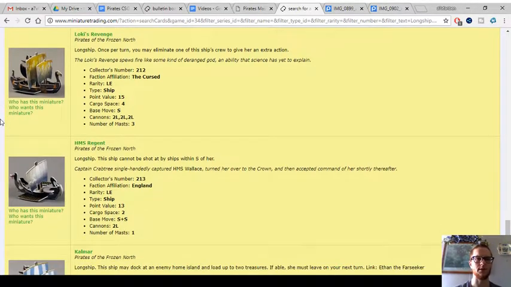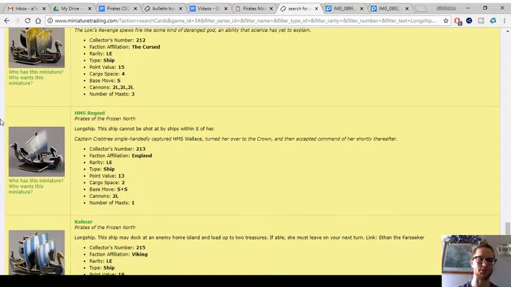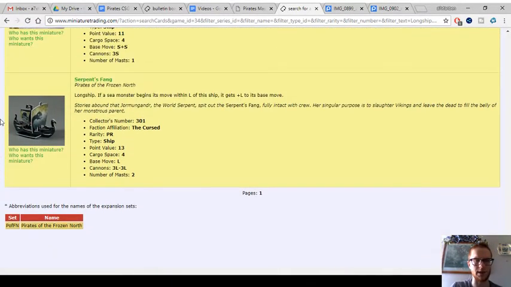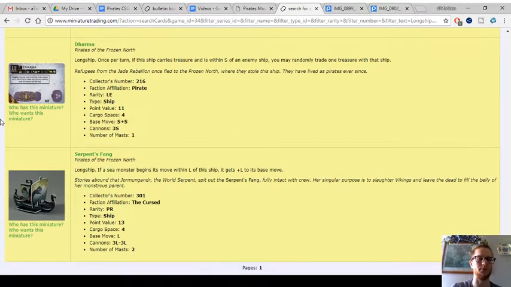Loki's Revenge is actually a really good one. Cursed with sack built in, S speed, all 2L cannons. So with sack and Captain Humplin, you could get up to 12 shots per turn, which is really impressive overall. So anyway, and the Serpent's Fang is a ship I find underrated. Did a review of that one, actually.